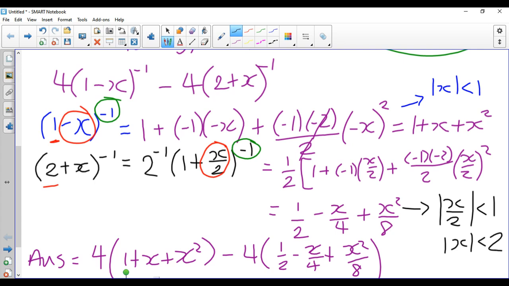Right, let's pick a value. The modulus of x is less than 2. So if I said 1.5, does that work in the modulus of x is less than 1? No. Okay, so that isn't always true. Whereas if I pick any value where the modulus of x is less than 1, say a half or minus a half, is it also less than 2? Yes, it is. So the modulus of x is less than 1 applies and works for both expansions.